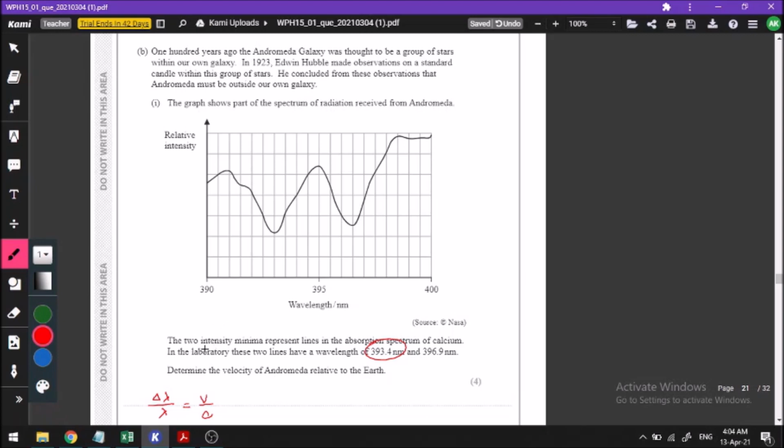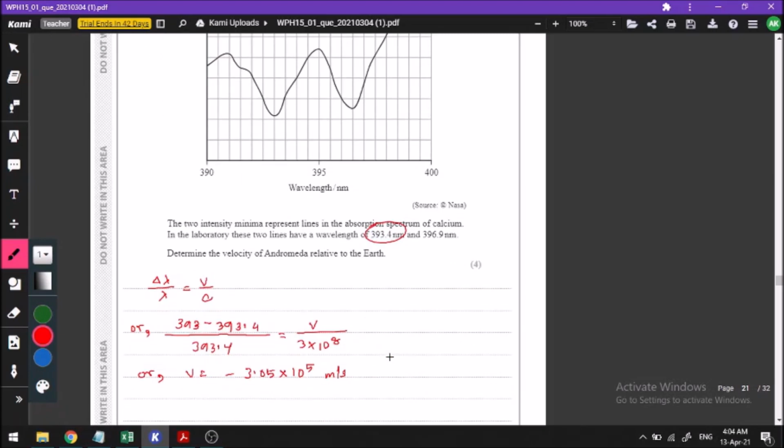Okay, so this is a scenario where we have to determine the velocity of the Andromeda galaxy relative to the Earth. We have in the lab wavelengths of this much and this much. So we have to convert this wavelength to the wavelength that we observed from the Andromeda galaxy. I'm using a value from my graph, that is 393. This value could vary from person to person. So 393 minus 393.4, this is the lab value, and divided by the lab value, that is your del lambda divided by the lambda of your lab is equal to V by C. The V we have to find out, and C is the velocity of light, we all know. From there we can find the value of the velocity.